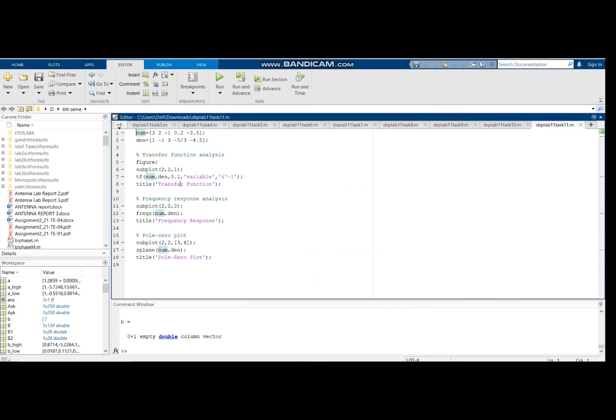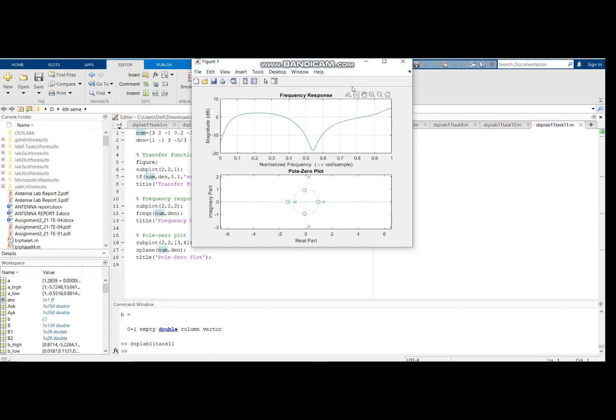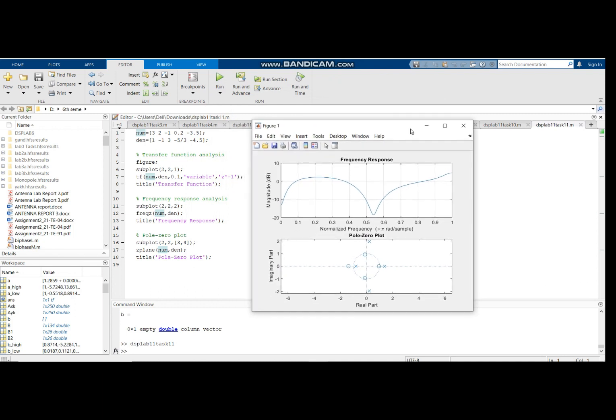Now task 11 is, here we can also see that all three poles are lying outside the unit circle. The system leads to instability.